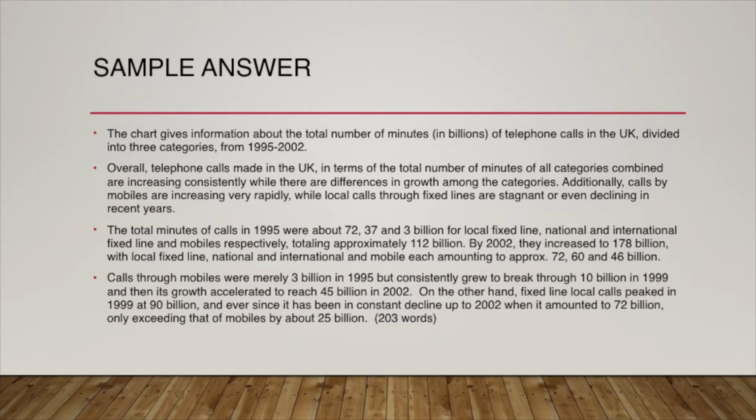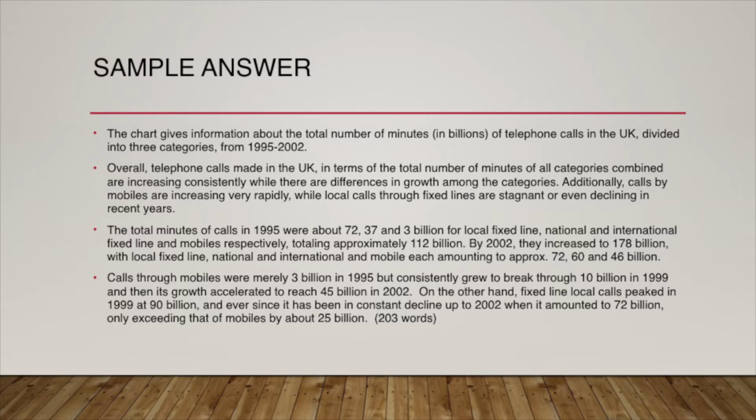Additionally, calls by mobiles are increasing very rapidly, while local calls through fixed lines are stagnant or even declining in recent years. The total minutes of calls in 1995 were about 72, 37, and 3 billion for local fixed line, national and international fixed line, and mobiles, respectively, totaling approximately 112 billion. By 2002, they increased to 178 billion, with local fixed line, national and international, and mobile each amounting to approximately 72, 60, and 46 billion.